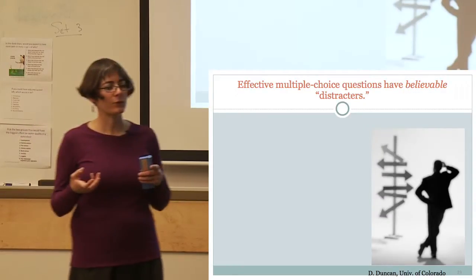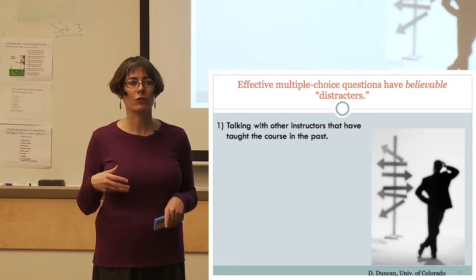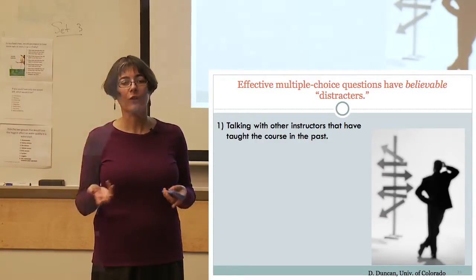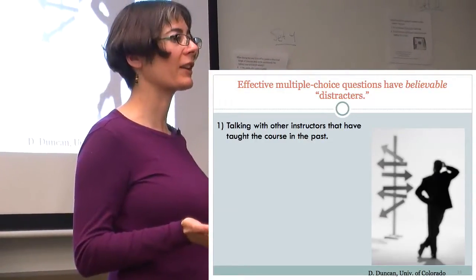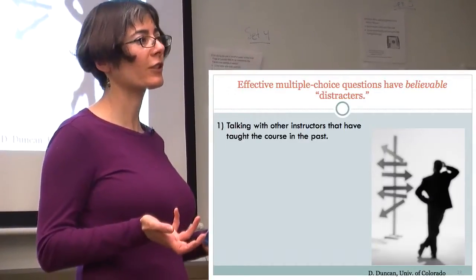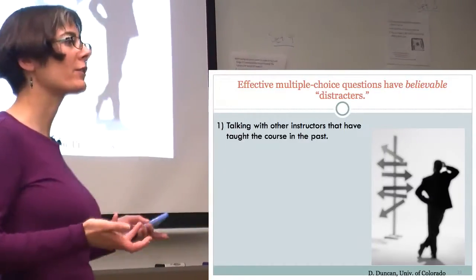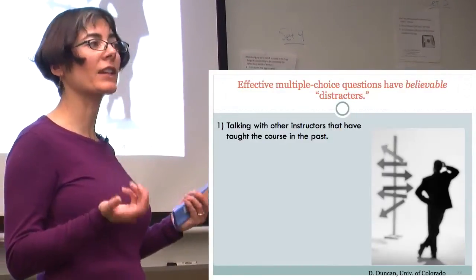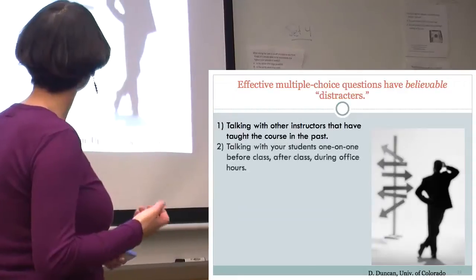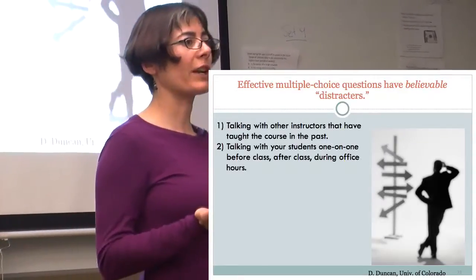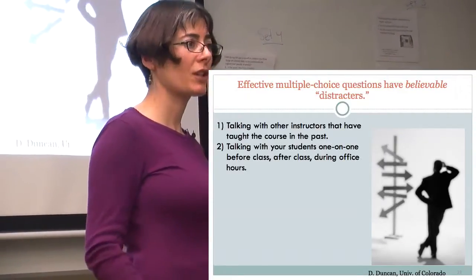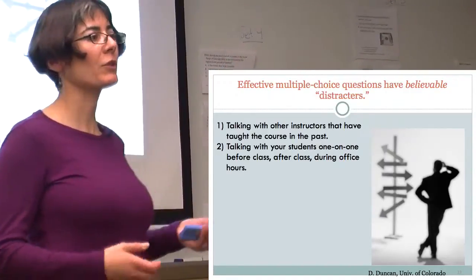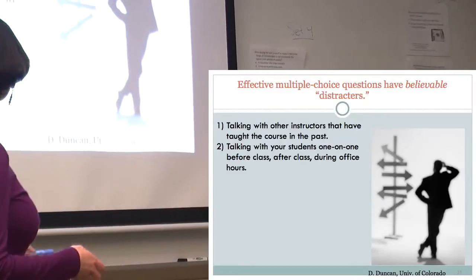One is talking to instructors who have taught the course before: what are the things that students often think? Or if you've taught this class before, just sit and look over your materials and realize what kinds of erroneous thinking students often came in with. Talking to your students can be a really good way. Just ask, how do you think this works? That can give you a lot of insight into what kinds of things you might write into your distractors.